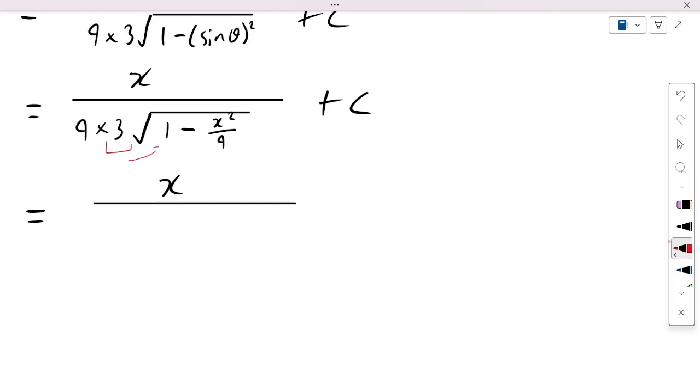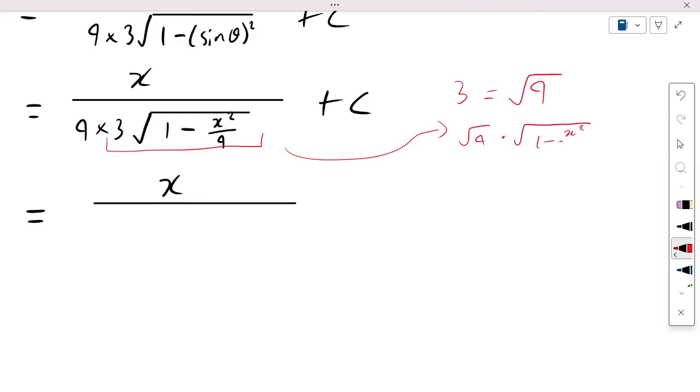Now, we can actually take this in so that we can get rid of this fraction here. We know that we can write 3 as the square root of 9. Therefore, if we look at this entire thing over here, we can look at this as the square root of 9 multiplied by the square root of 1 minus x squared divided by 9. And you can also write this entire square root as 1, so it'll be 9 multiplied by 1 minus x squared over 9, like that. And we can multiply the 9 in, so this is what it's going to look like.